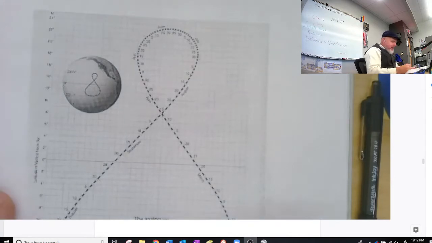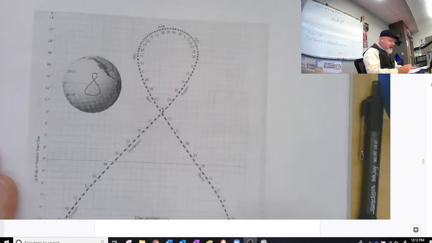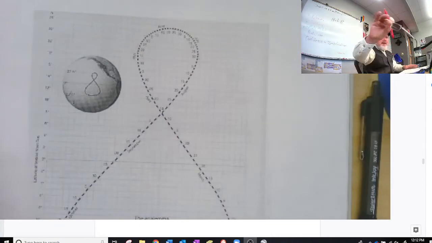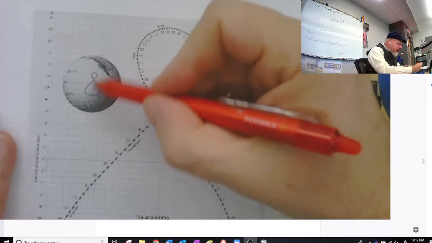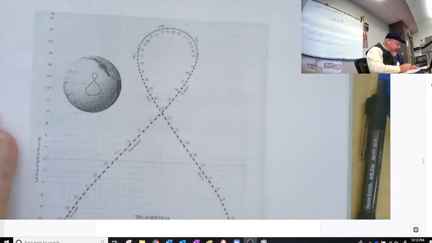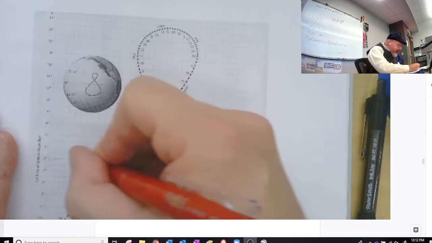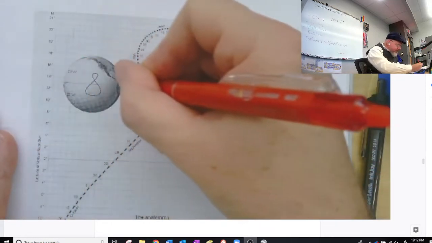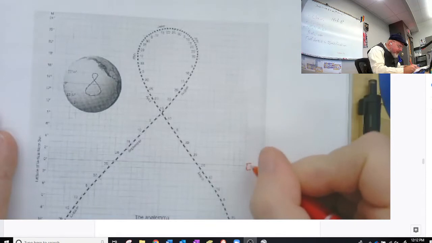What you're looking at with the analemma is, these are the days of the year. I'm going to put on my glasses so I can be able to see this. These are the days of the year, and this is where it would be on the globe. What we're looking at up here, this 0 right here, that would be 0 degrees latitude. This is the equator.